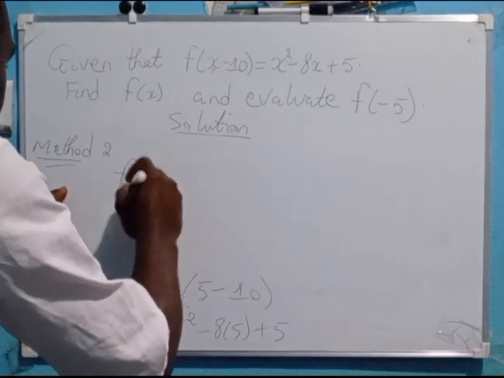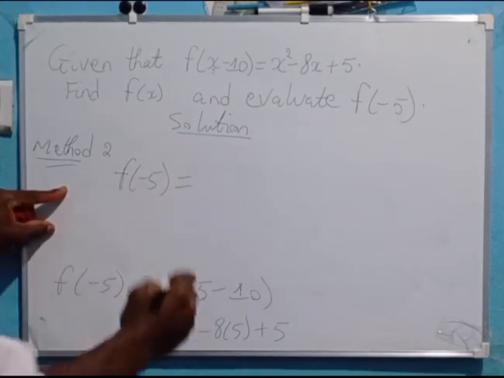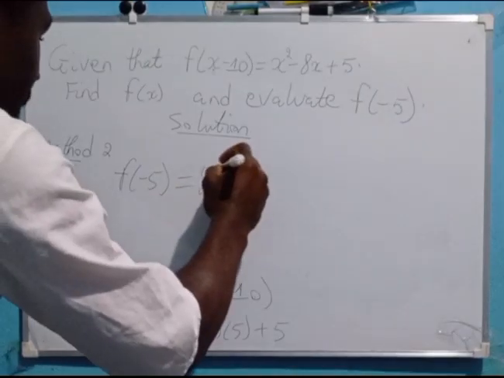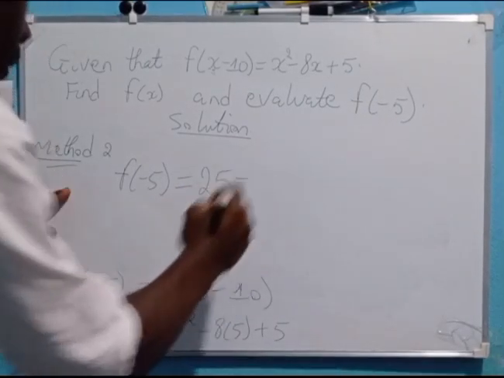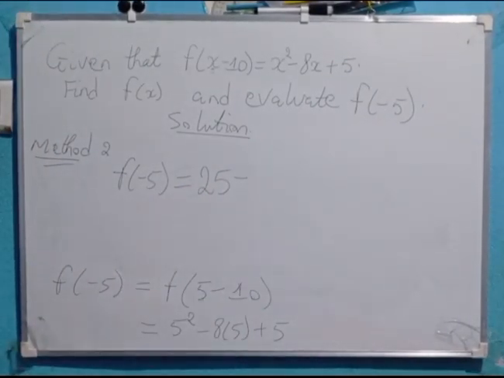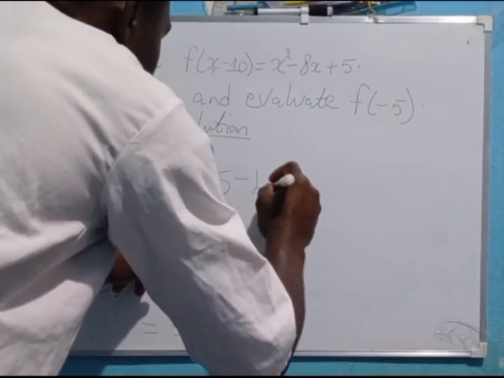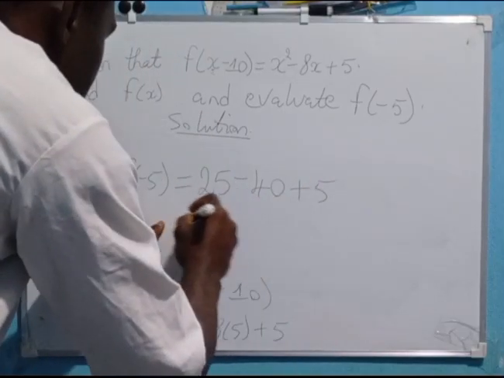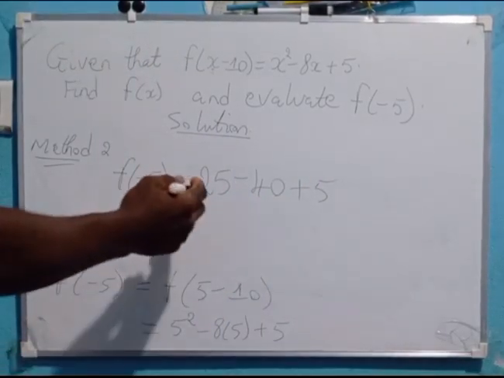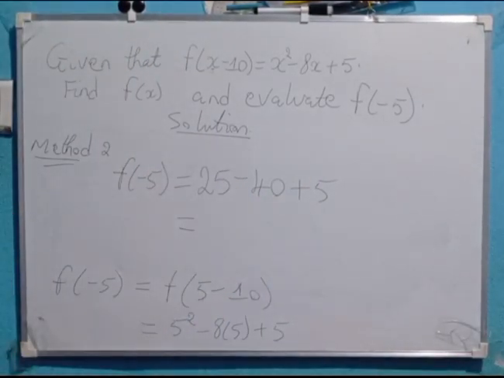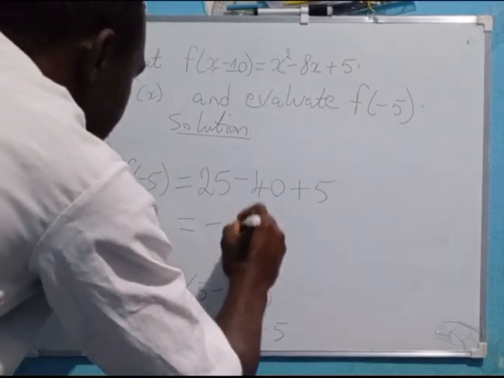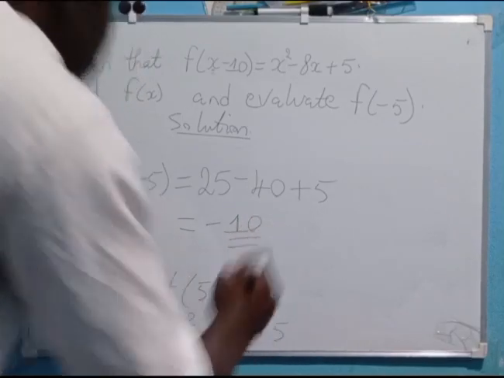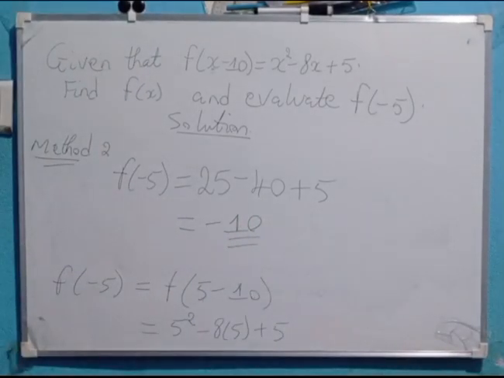This will give us f of negative 5 to be equal to 5 squared is 25 minus 8 times 5 gives us 40 plus 5, and this will be equal to 25 minus 40 gives us negative 15. Negative 15 plus 5 gives us negative 10. You'll see the results are the same. These are the two methods of answering this question.